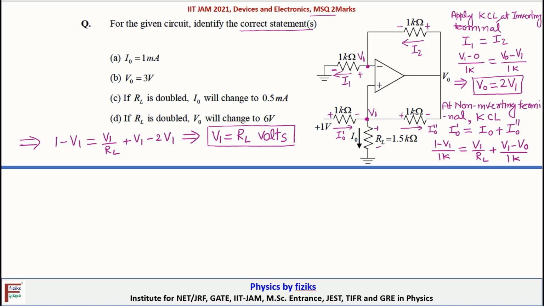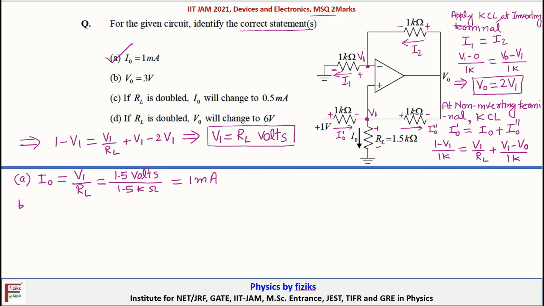So let us verify option A. We have to find current I0. I naught is given by V1 by RL. In this case, when RL is 1.5 kilo ohm, V1 will be 1.5 volts and RL will be 1.5 kilo. So that will give you 1 milliampere. So you can see option A is correct.